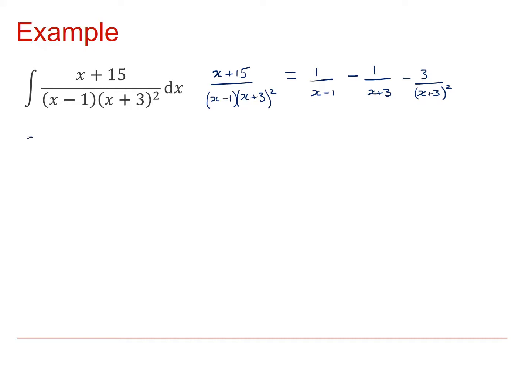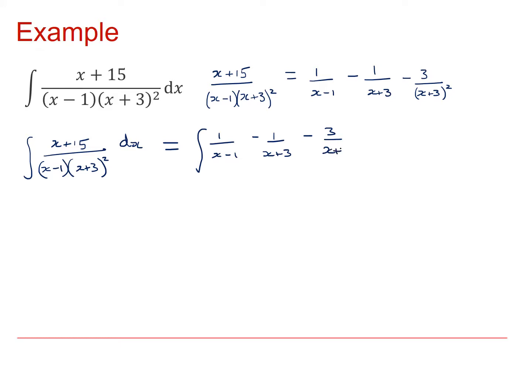So integrating this then, there's my original algebraic fraction, dx. Integrating this is actually just going to be the integral of these three fractions. So 1 over x minus 1 minus 1 over x plus 3 minus 3 over x plus 3 squared. And we treat these as effectively three separate integrals.